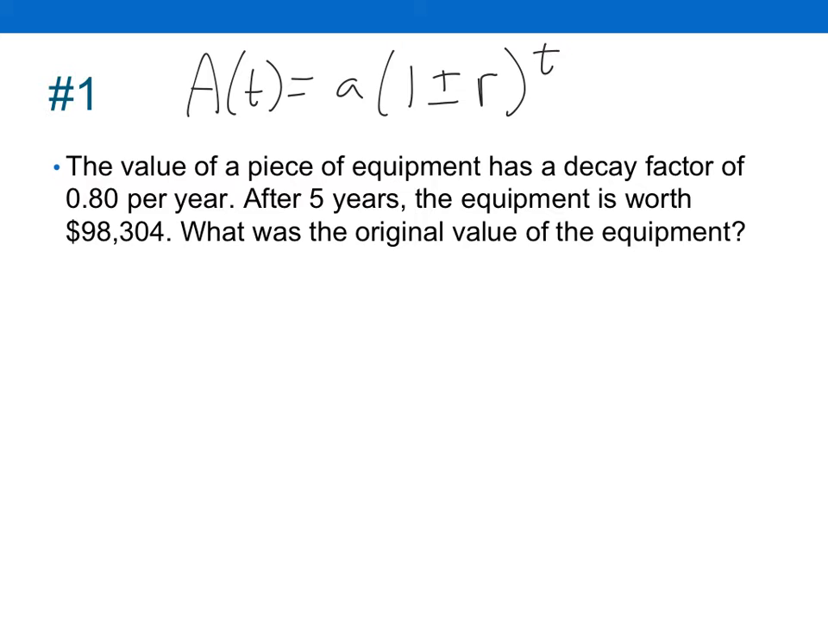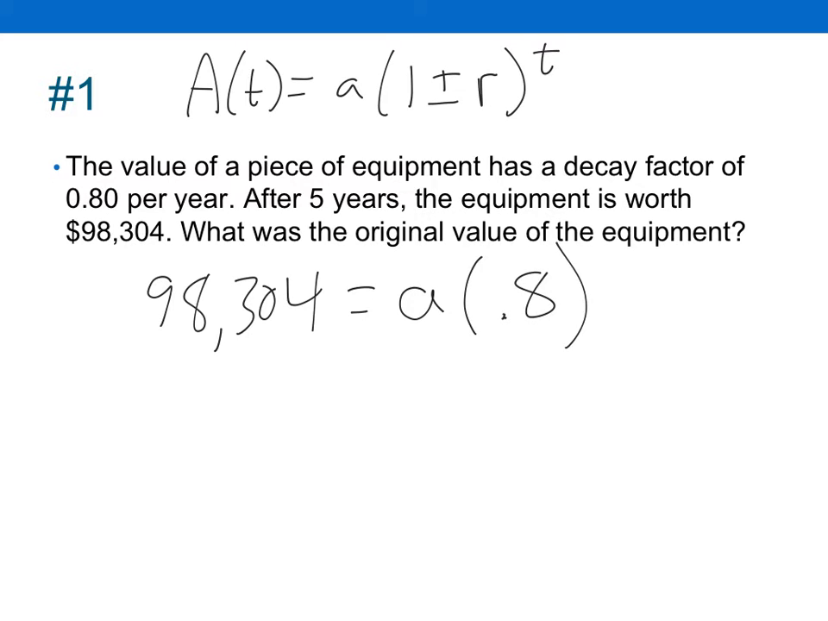Okay, so once it has decayed, it ends up being $98,304. We don't know what the original amount was. We know the decay factor is 0.8 per year. And that's talking about, so it's like 1 minus 0.2. So that's already done for us. Okay? If it said the rate of decay was 80%, then you do 1 minus 0.8. But because it says the decay factor is 0.8, that's all that goes in there.